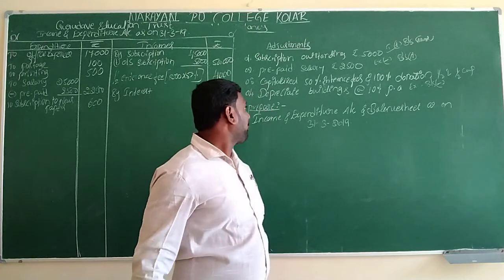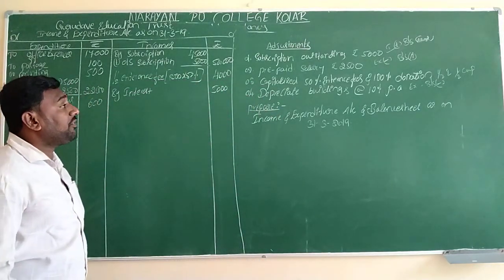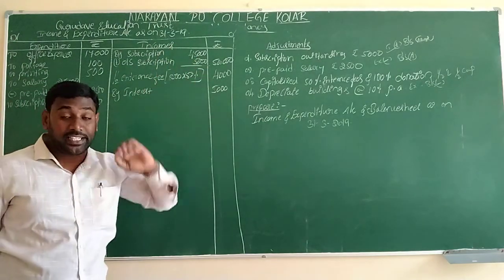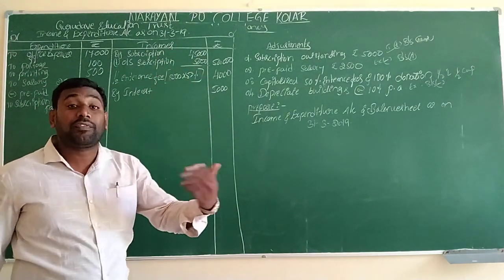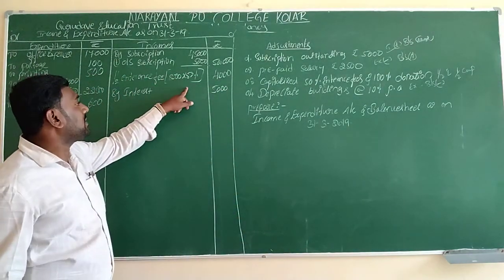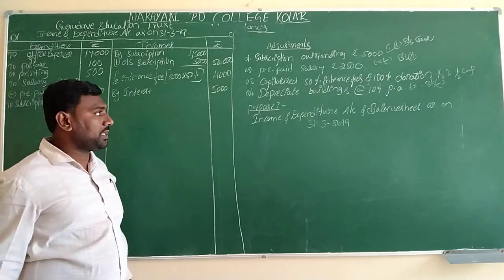Next, adjustment number 3: capitalize 50% entrance fee. So 50% we will treat as capital. And what will happen to the remaining 50%? The 50% we will consider as income, so we will write it on the income side.